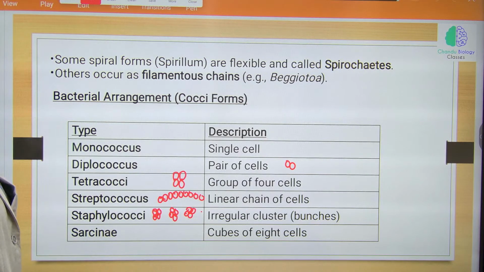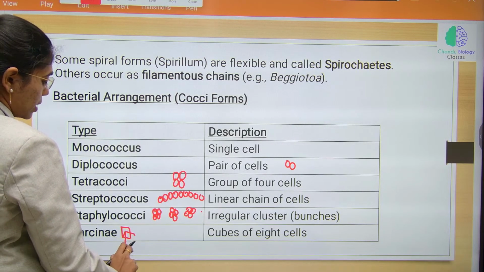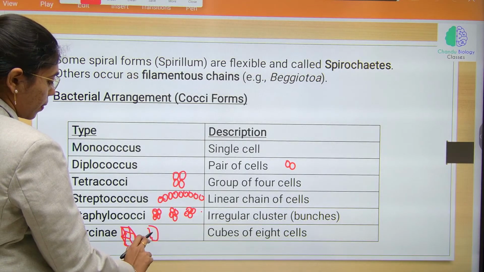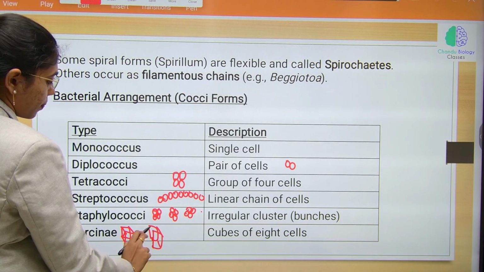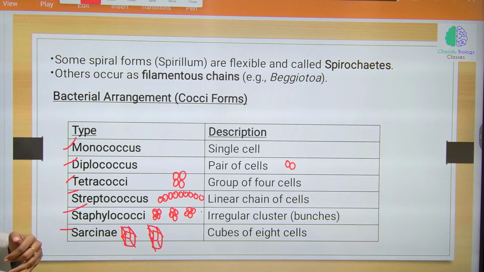Next, Sarcinae, which are cubes of 8 cells. So we have different types of cocci forms: monococcus, diplococcus, tetracoccus, streptococcus, staphylococci and Sarcinae.